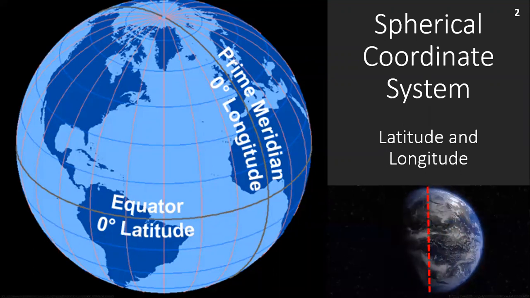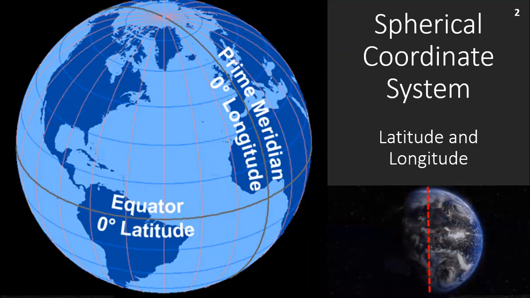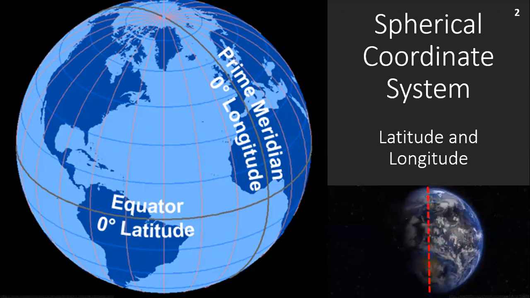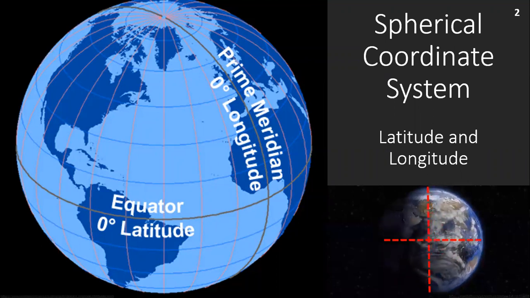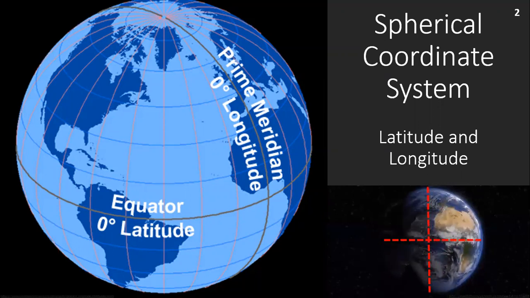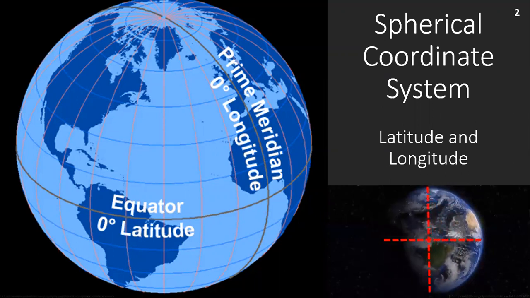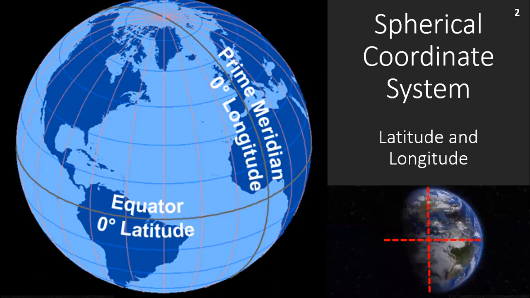The rotational axis, which is defined by the north and south geographic poles, and the equatorial plane, which is perpendicular to the rotational axis. These planes define the basis to the spherical coordinate system and the development of lines of latitude and longitude.